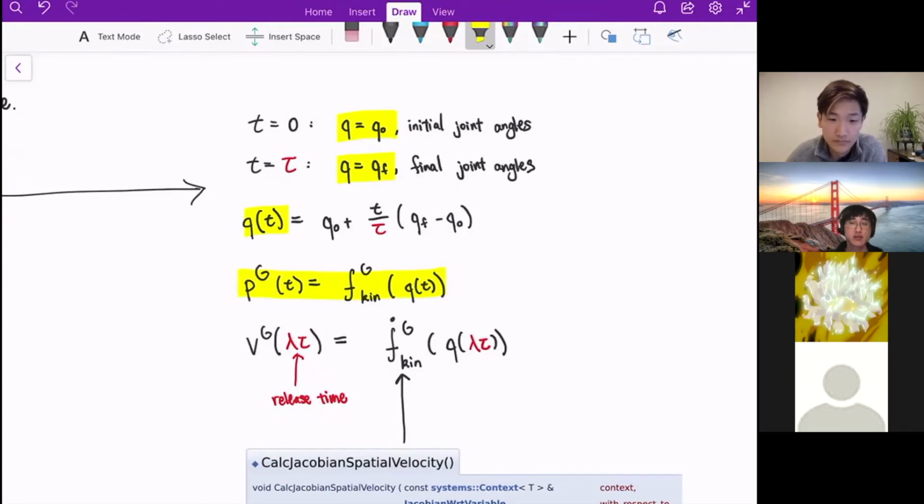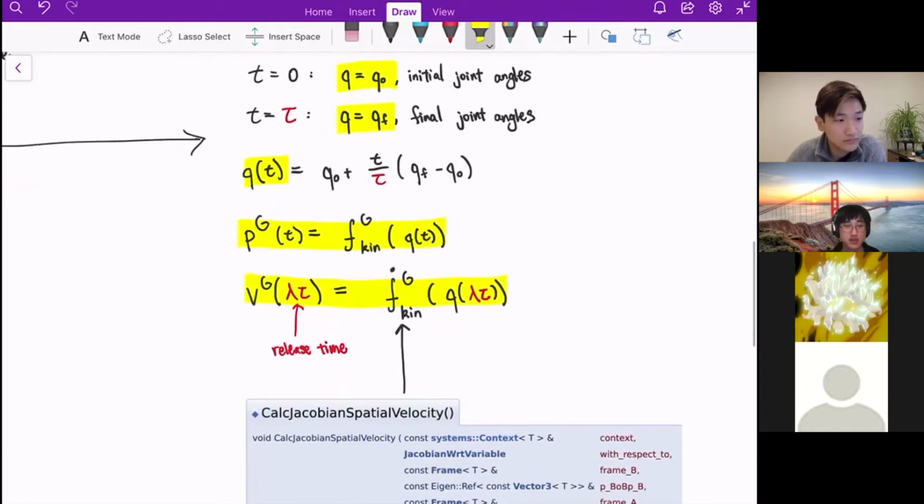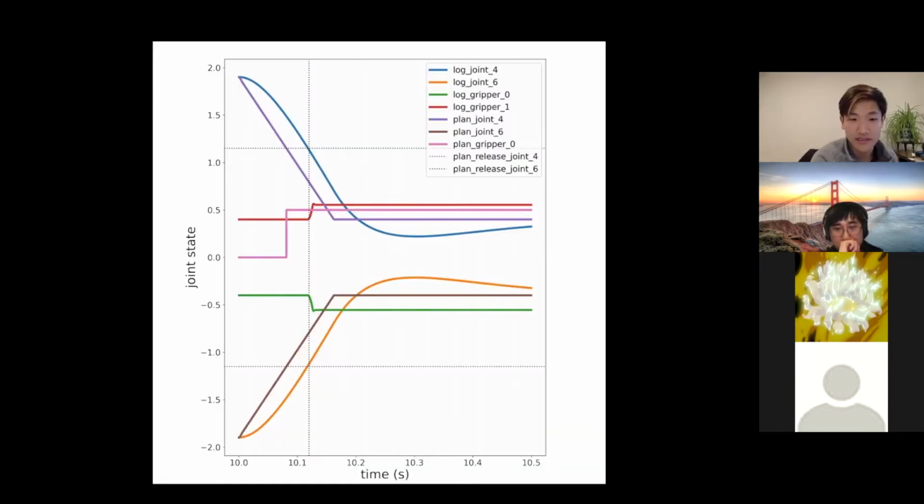And in order to get the release velocity, all we have to do is take a derivative of this. Drake also has a nice method to compute this, which is calc Jacobian spatial velocity. On this plot, we can see both the actual joint velocity simulation as well as our planned joint velocity simulation. One thing that we noticed pretty soon was that our plans don't actually match what happens in simulation.